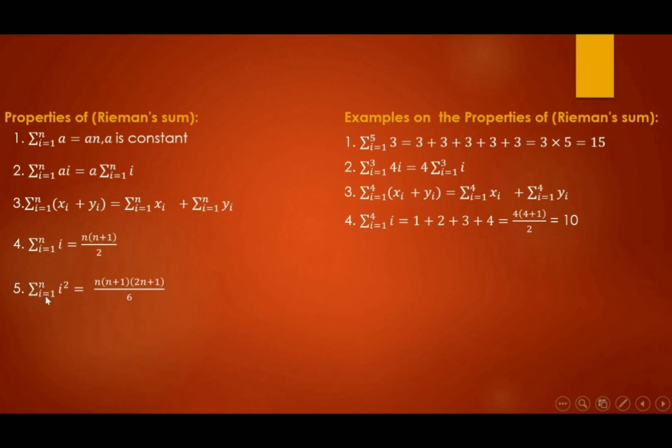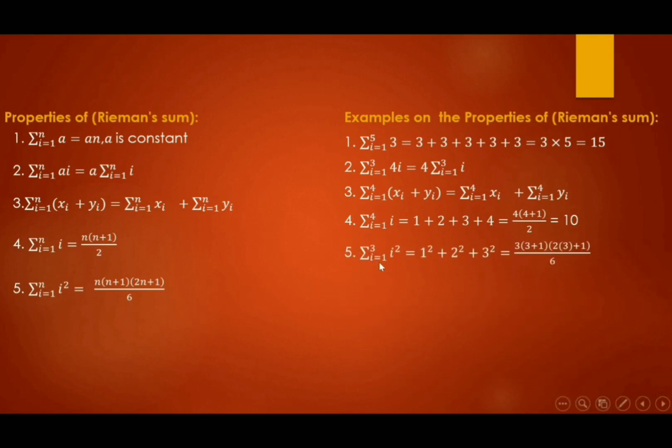Property number 5, the summation of i from 1 till n of i square. The same as before, but we are going to square each i to get that rule, which is n times n plus 1 in a bracket, multiplied by 2n plus 1 in a bracket, all divided by 6. To understand this, let's have the following example.